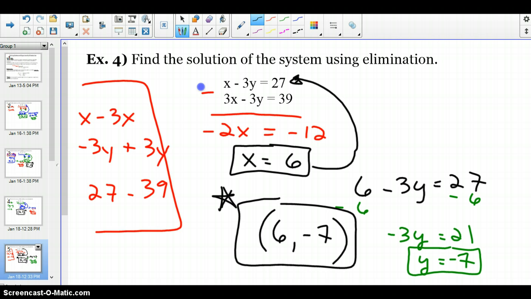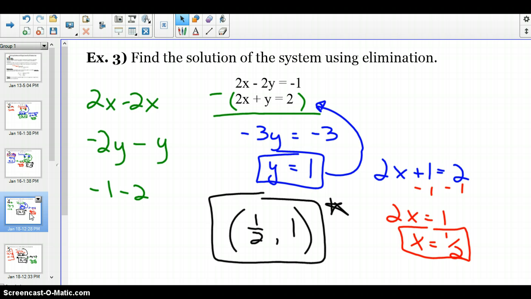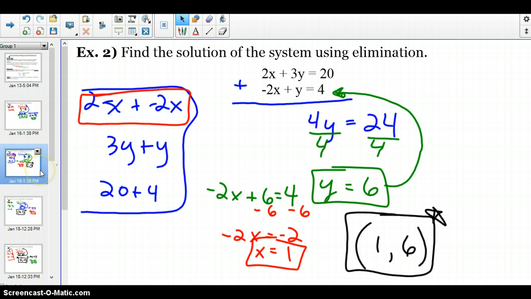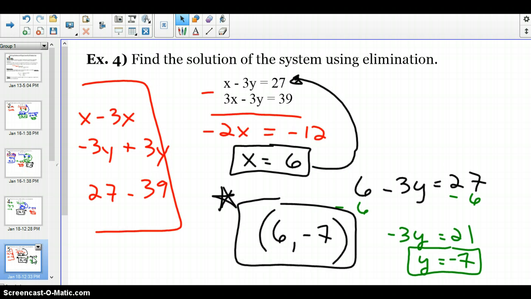All right, so we'll talk more about this on Monday, but there are certain strategies as you approach these, and you have to decide whether you're going to add the two equations or subtract the two equations. All right?